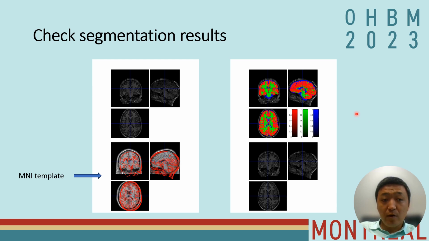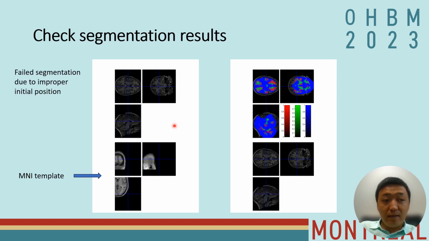After segmentation, we can overlay the segmented tissue types of gray matter, white matter, and CSF onto this anatomical image to check the quality of the segmentation. Here is a good example because the initial position of this anatomical image was roughly aligned with the template. So in this case, the gray matter, white matter, and CSF were segmented correctly, so that you can see that those correspond with the original anatomical image.